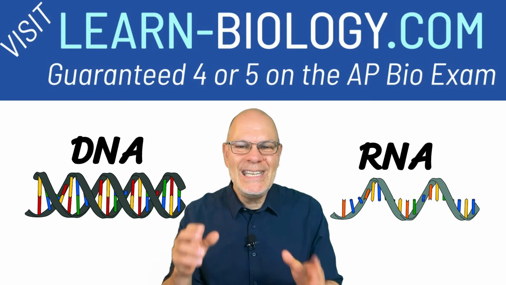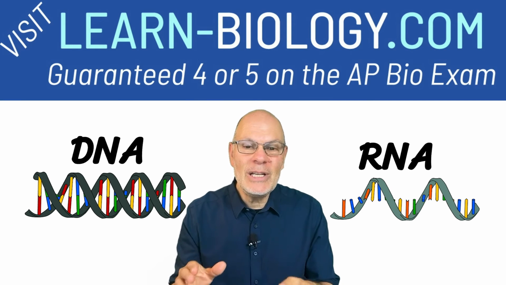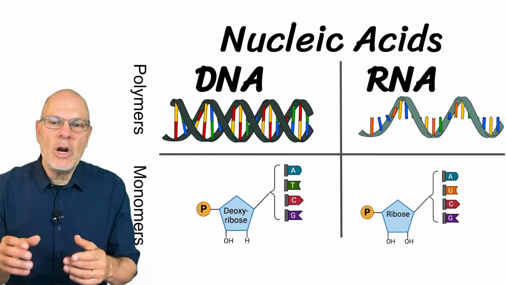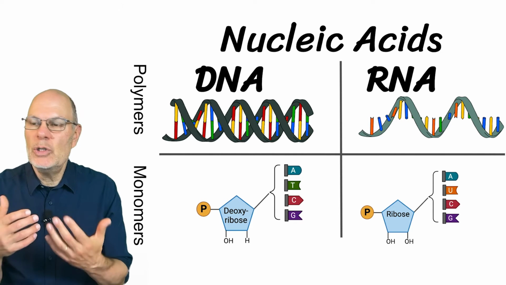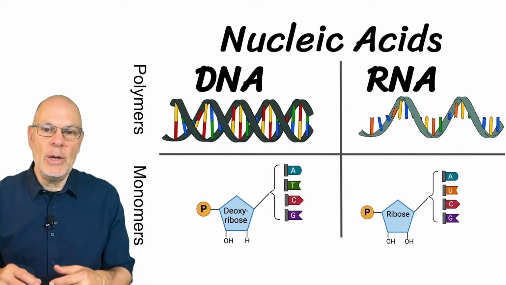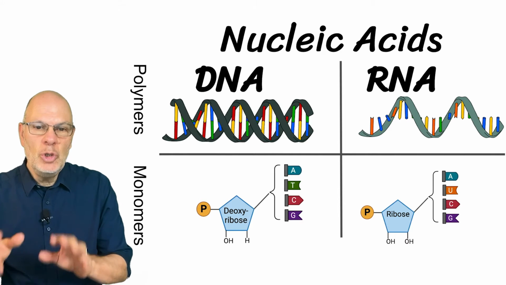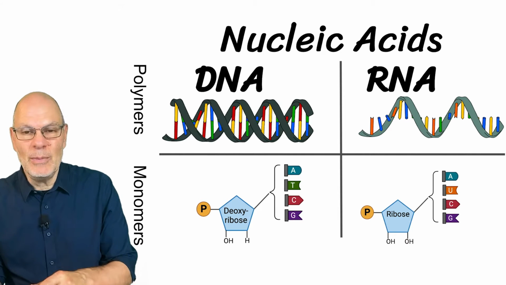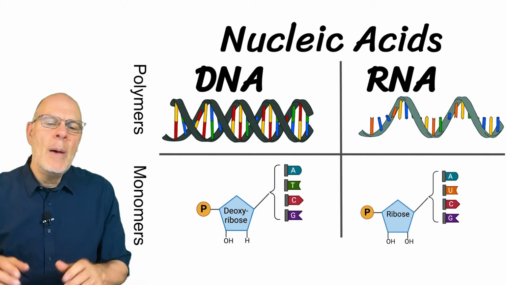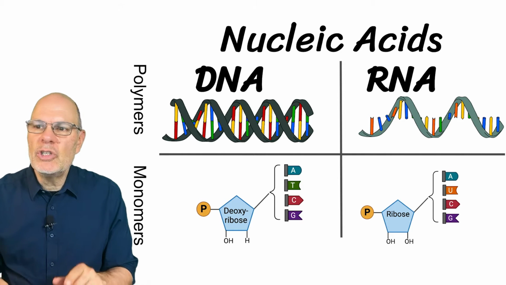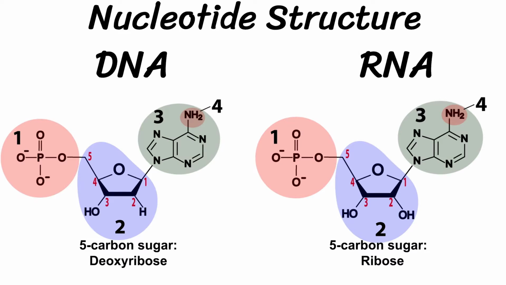Let's learn about DNA and RNA, their similarities and their differences. DNA and RNA are both classified as nucleic acids, and that means that they're both polymers of nucleotides. Nucleotides are the monomers that make up the nucleic acids, but the nucleotide monomers are slightly different. Nucleotides consist of three subparts.